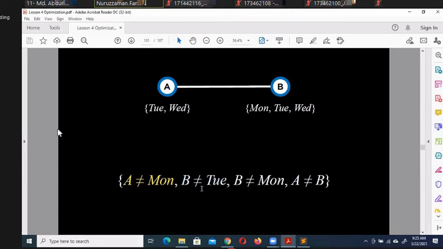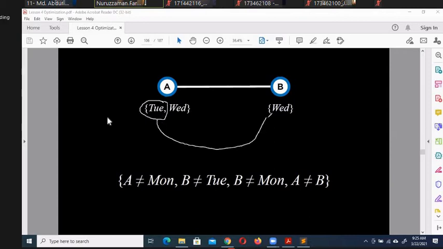Then the second unary constraint, B cannot be equal to Tuesday. So remove Tuesday. Third unary constraint, B cannot be equal to Monday. Okay, remove it. Now next we are left with the binary constraint. A cannot be equal to B. However, for the first variable, it's okay. A is not equal to B. But for the second one, A is equal to B. That means the binary condition is not satisfied.